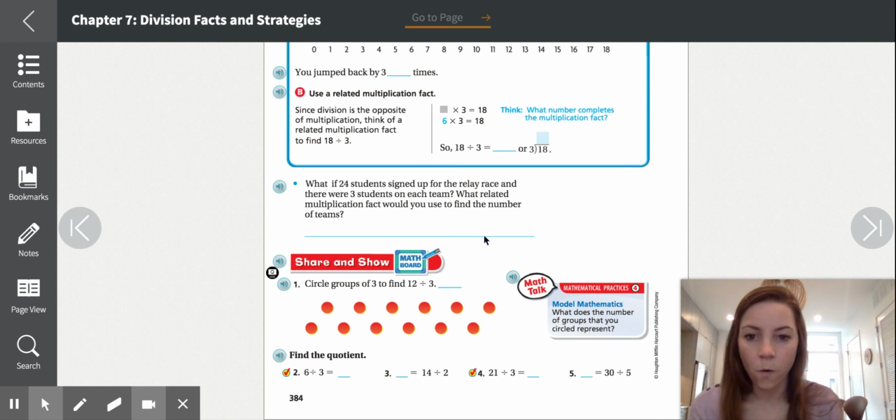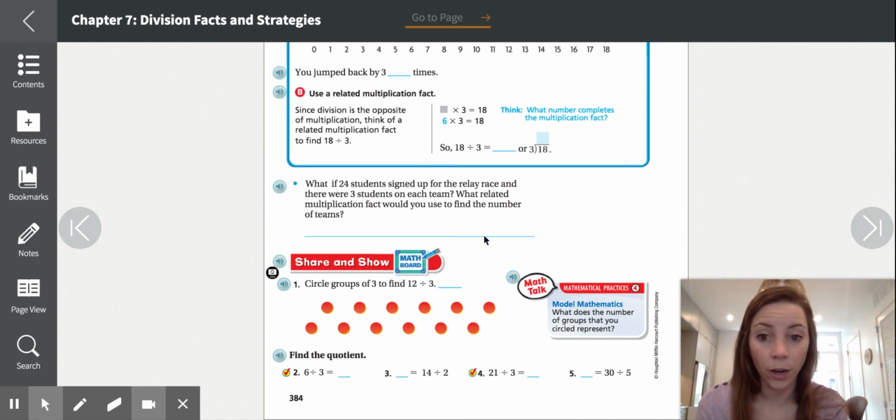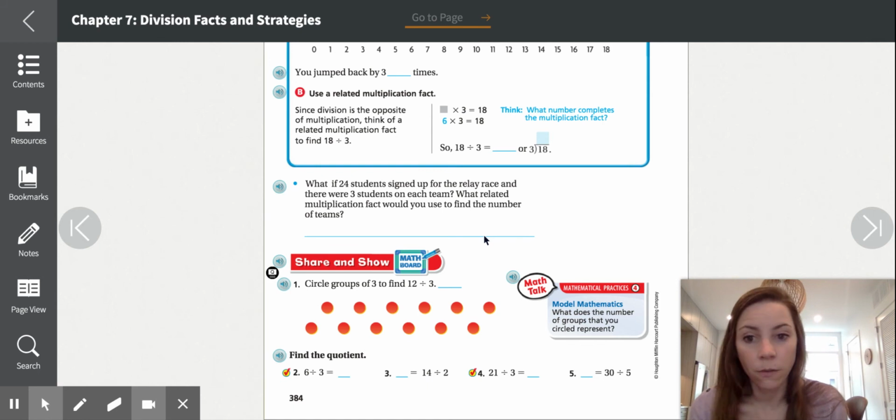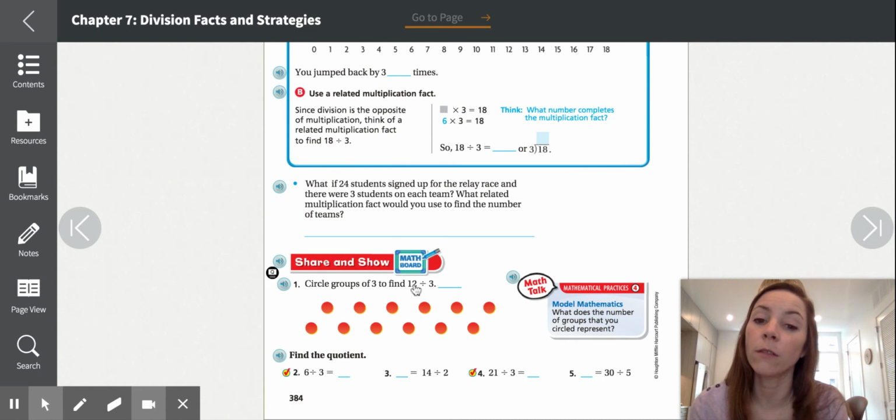Okay, we're back for lesson 7.4, share and show. Okay, I'm going to read the directions to you first. The first set says circle groups of 3 to find 12 divided by 3.